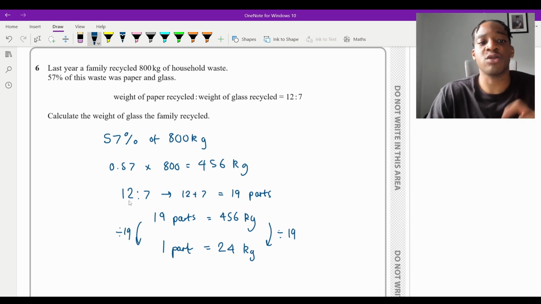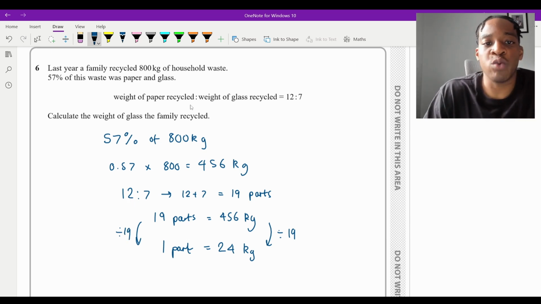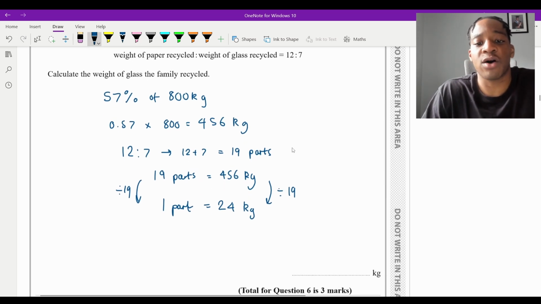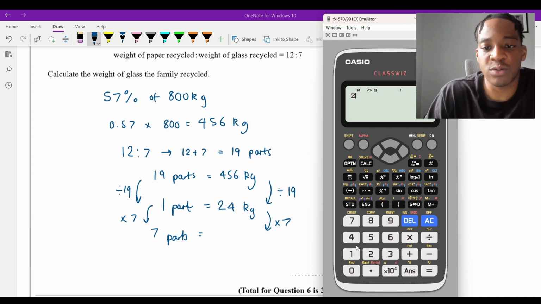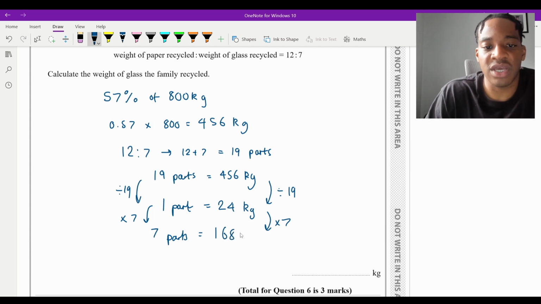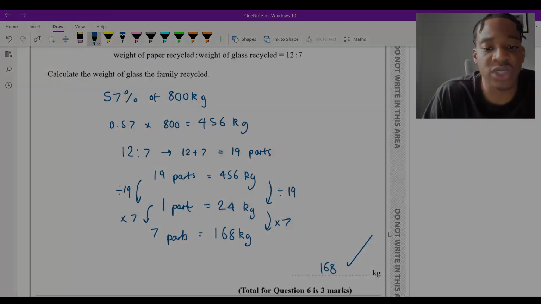Now, the question asks us to calculate the weight of glass the family recycled. We can see that the weight of glass represented 7 parts. So all we would need to do is just work out what 7 parts represents if one part is 24 kg. So we're going to do 7 parts, right? And quite clearly that just means we times by 7, don't we? So the answer is just going to be 24 times 7, whatever that is. And I'll put this into my calculator. 24 times 7 is equal to 168. So therefore, the amount of kilograms recycled for glass would be 168. And that's it. And that will give you the 3 marks for question 6.